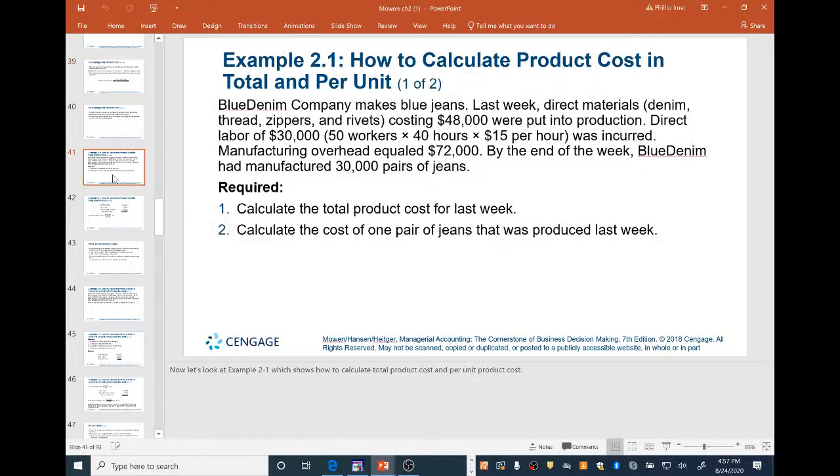So good job there. Now, can you all calculate how much one pair of jeans that was produced last week would cost? You already got that as well? So how much would that be? $5. And how'd you get that? Divided by 30,000. Right, because that's the amount of pairs they made, divided into the total cost. So that makes sense. Simple enough, right? That one wasn't bad. Everything was given right there.